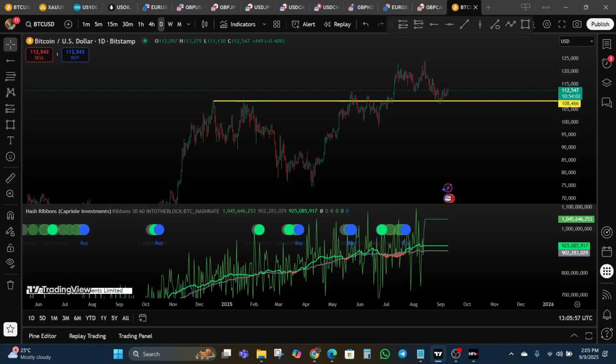You can use the Bitcoin hash ribbons indicator to read the network and gain an edge in understanding market sentiment.